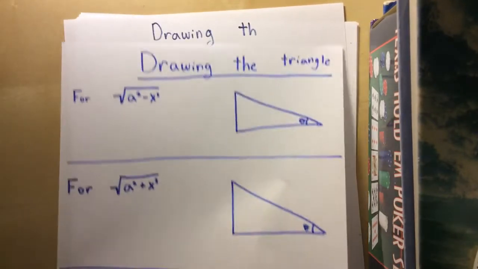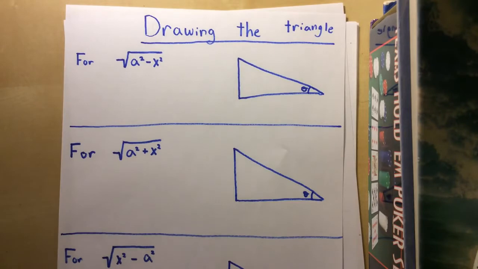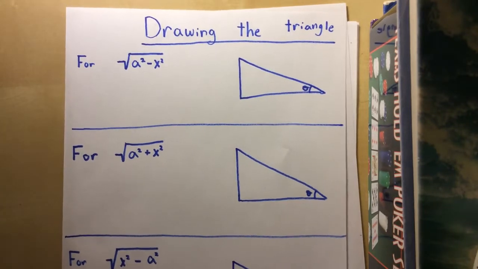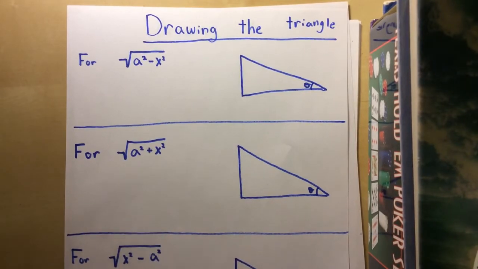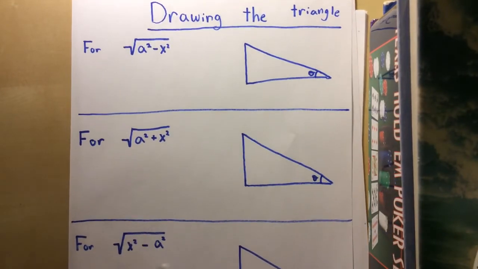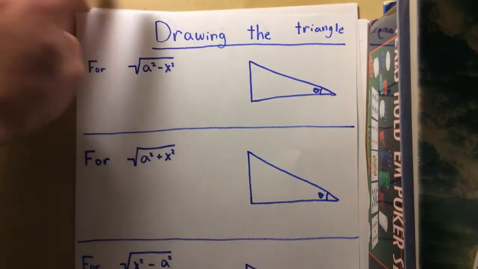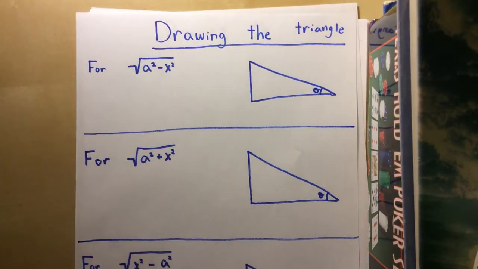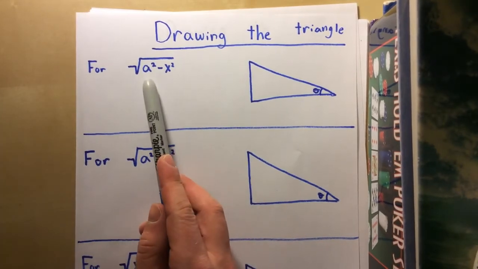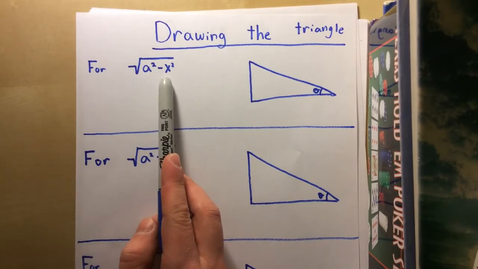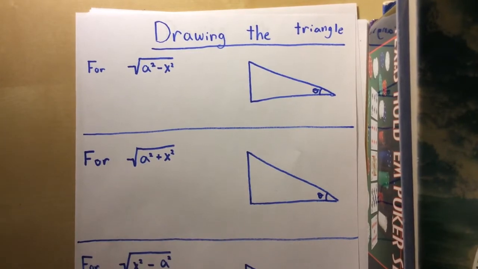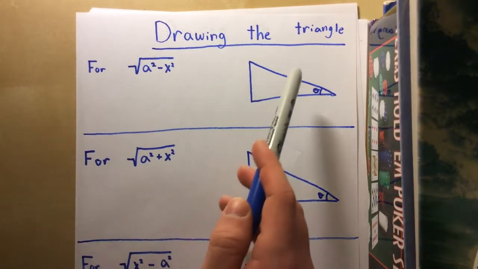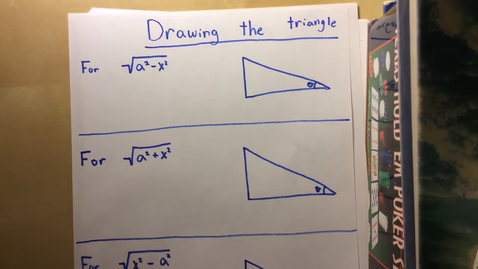There are three basic forms that you're going to see the square roots in: the square root of a squared minus x squared, the square root of a squared plus x squared, and the square root of x squared minus a squared. And these different forms have different substitutions that you need to use for them. Basically, these square roots are the formula for the length of a leg or a hypotenuse in a right triangle. And we're going to use that to fill in different values for the legs and hypotenuse.